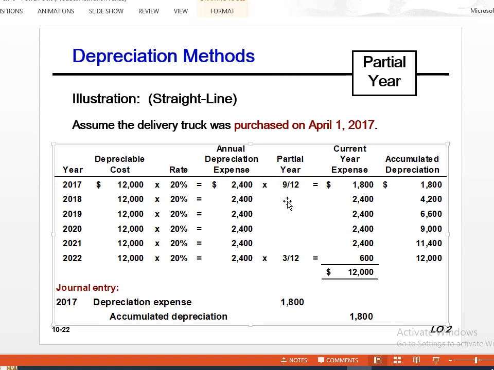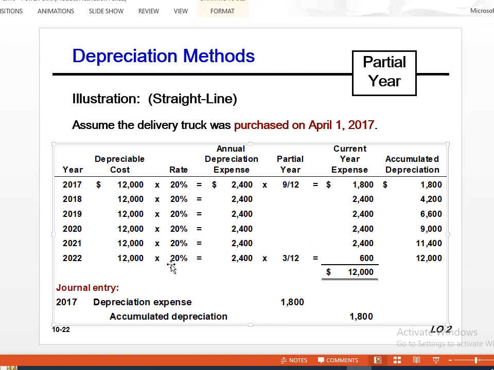That's why I'm adding this partial year over here, 9 by 12. 2,400 is annual, means it's for 12 months. I need it for 9 months, so 9 by 12. So my 2017 depreciation is 1,800. In 2018, the asset stayed with us for the full year, so no need for partial. The same depreciation will be recorded. 2019 also the same depreciation, 2020 also the same depreciation, 2021 also the same depreciation.